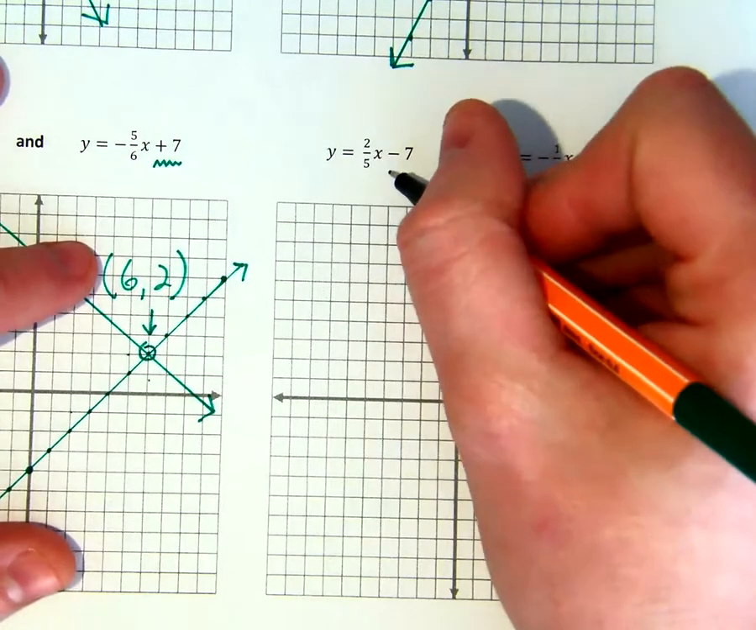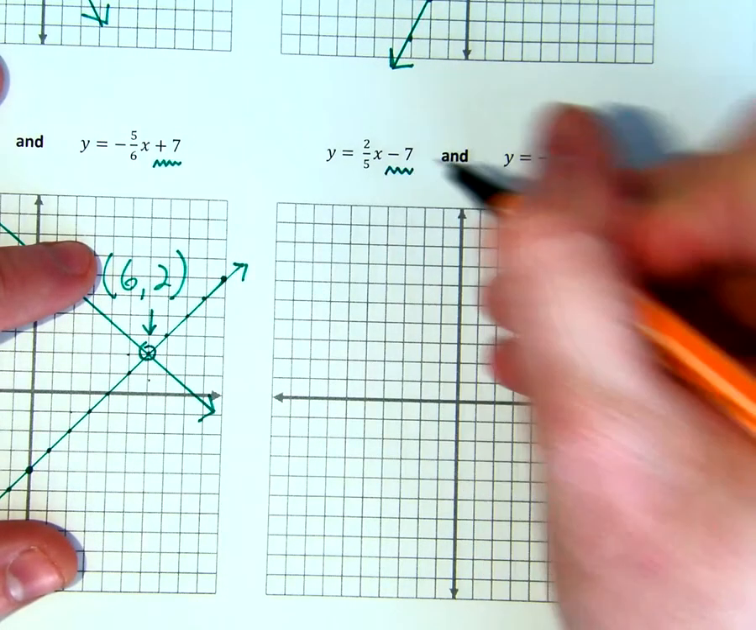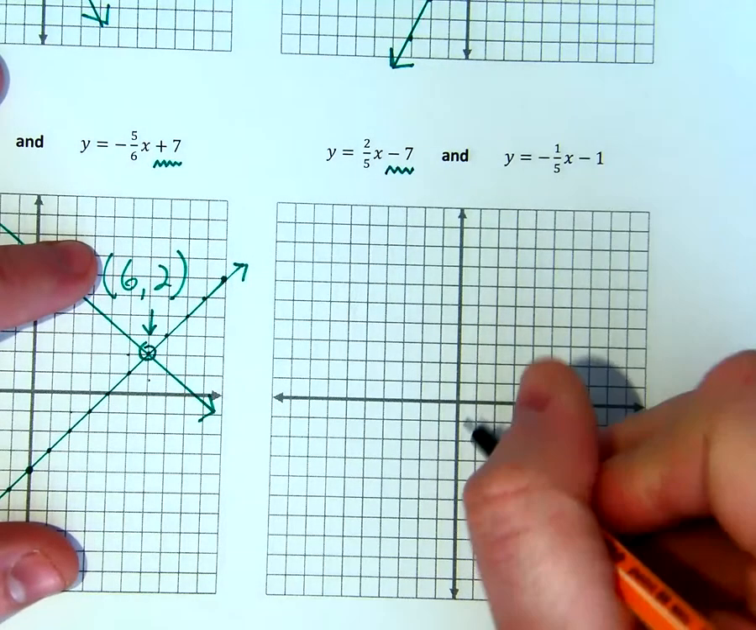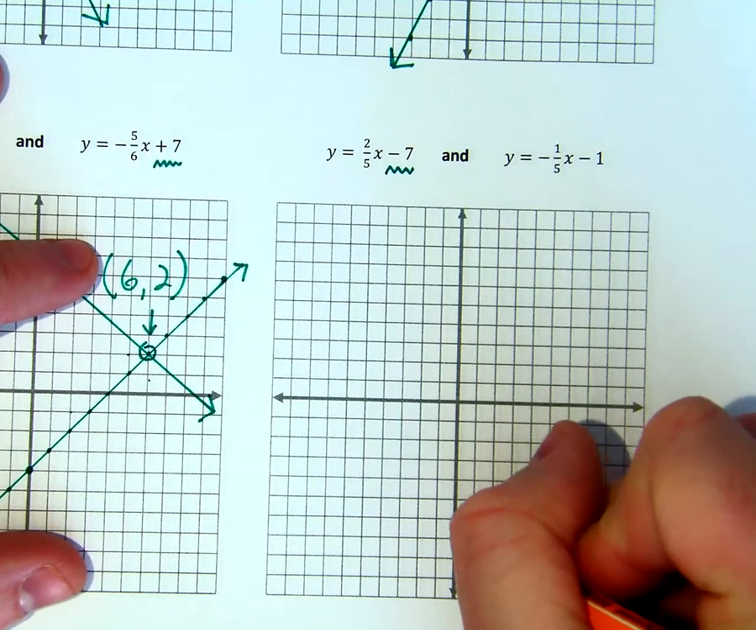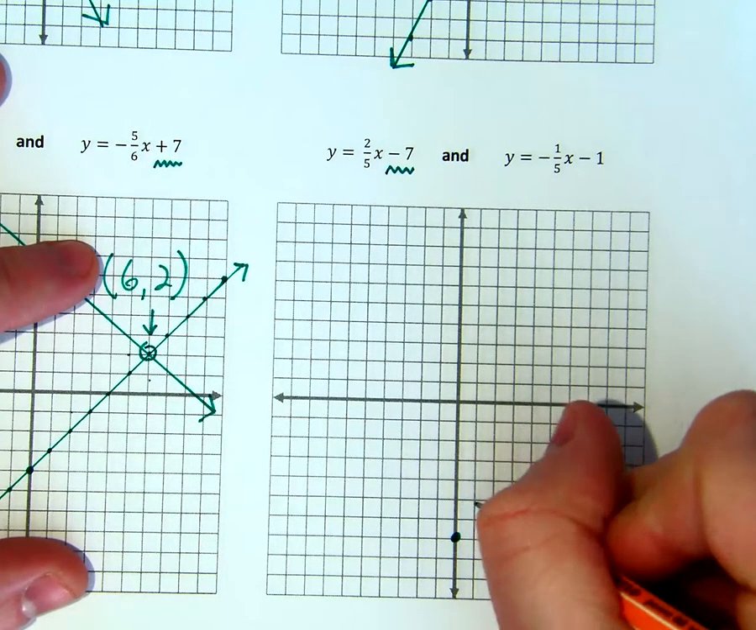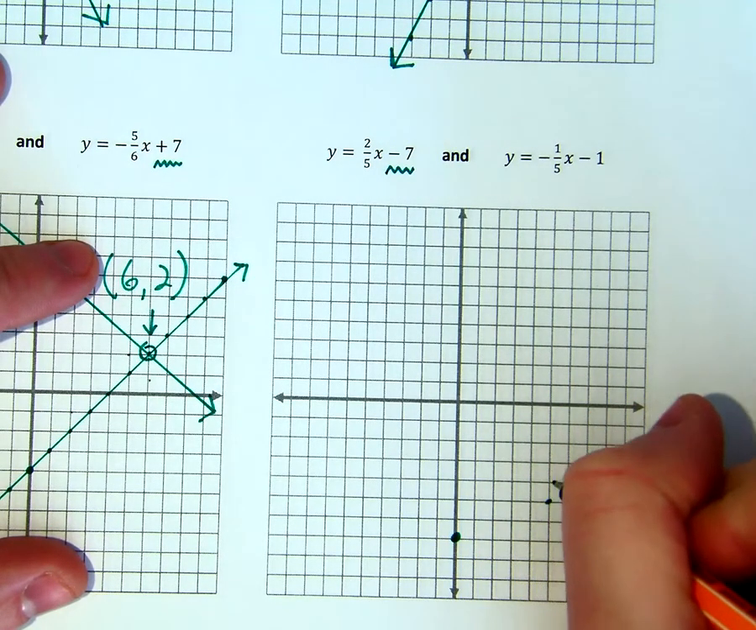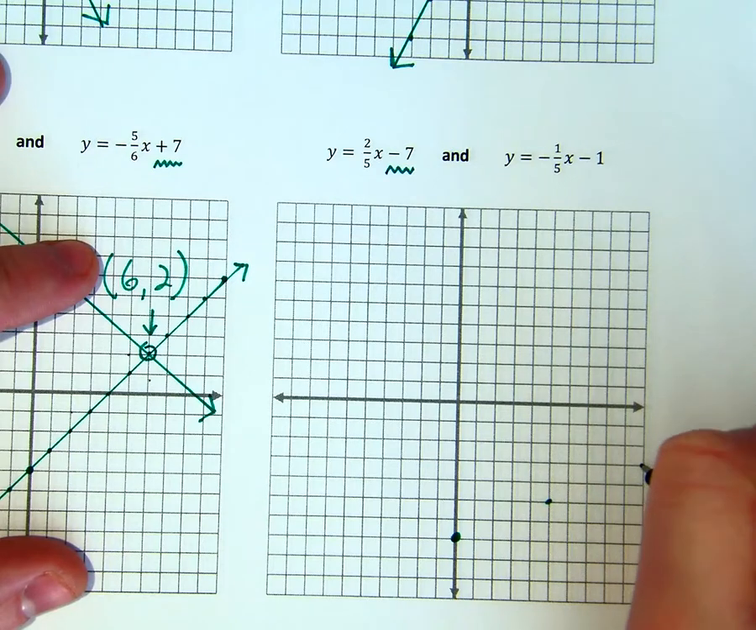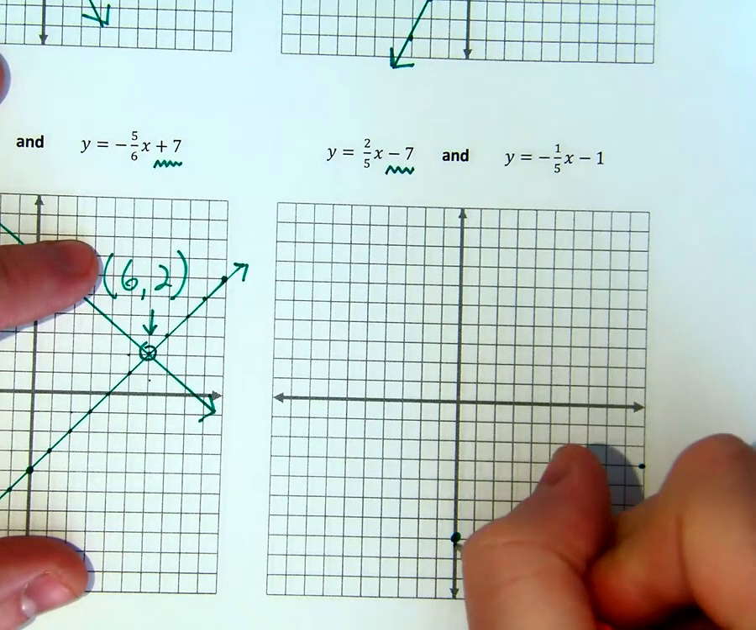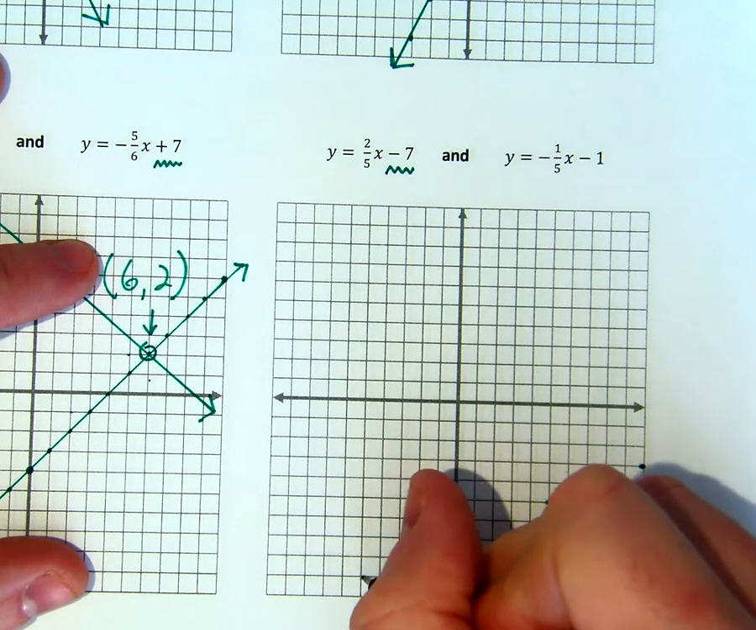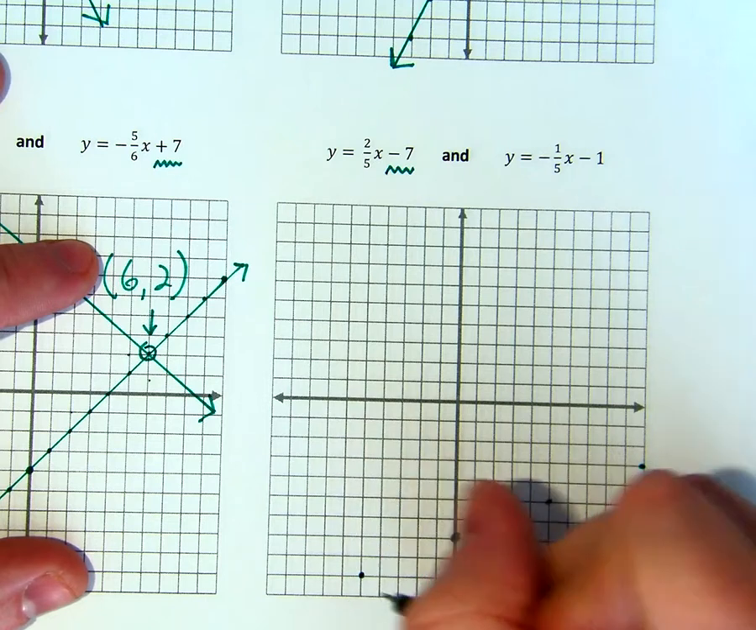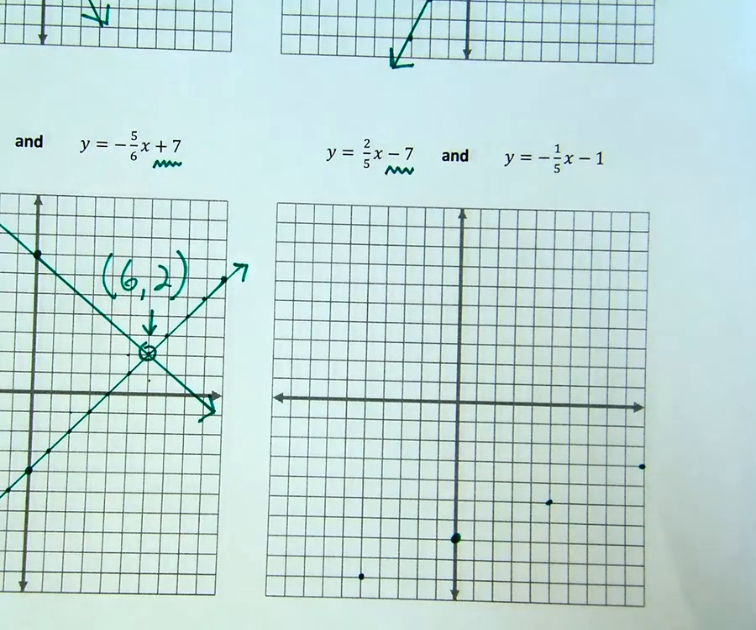The last systems that we'll graph, the first line, 2/5 x minus 7, has a y-intercept of negative 7 and a slope of 2/5. So we'll go up 2, right 5. Then we'll continue in the opposite direction, going down 2 and left 5.